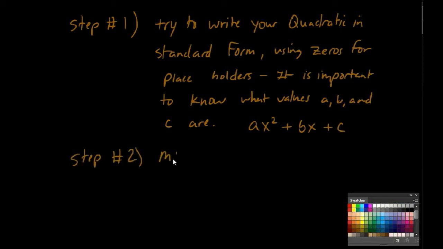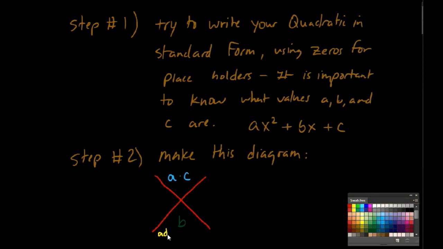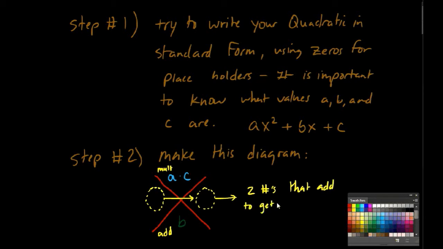So step number 2, we need to make this diagram. This is the x diagram. And so what we put in the top is we're going to multiply a times c and put that in the top, and then in the bottom we're just going to put b. Now our numbers need to add to b and multiply to get us a times c. So the spots to the left and the right are going to be the two numbers that add to b and then multiply to get a times c, which is that top number.